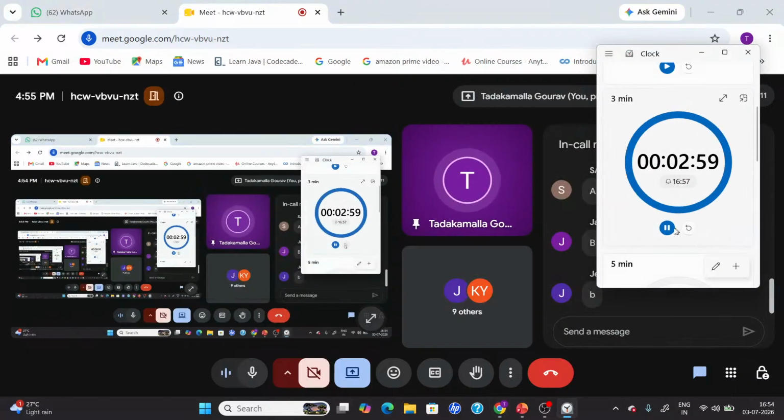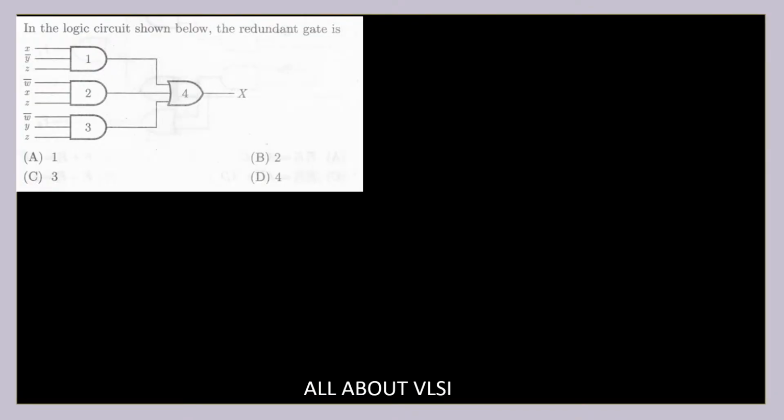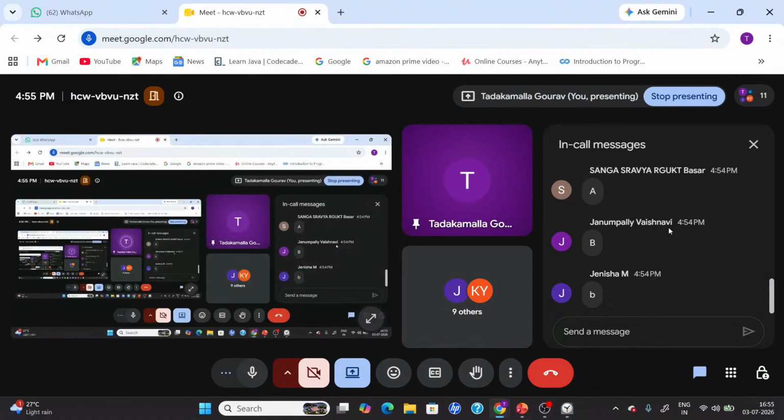Let's see then. Okay. First of all, how are we going to find out what is the redundant gate over here? What is the method you are going to use? Anyone want to answer? How did you get option A and how did you get option B? What is the method you have used for getting the redundant gate in this particular logic diagram?